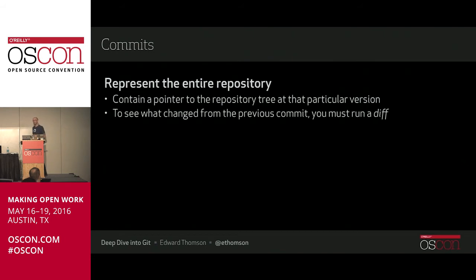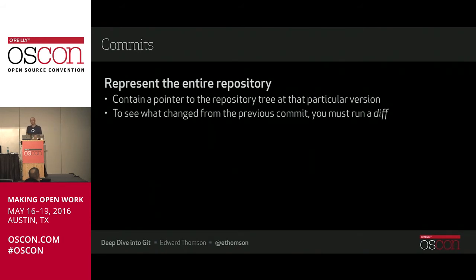But in fact, Git is not storing diffs. Git is storing snapshots at each point in time for every commit. And it's calculating those diffs that it shows you on the fly. You might think that this gets very expensive, disk-wise, right? We're storing a complete copy of the repository every time we do a commit. Well, we're not, in fact.